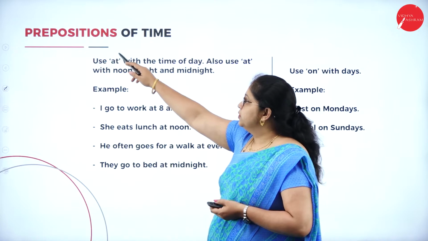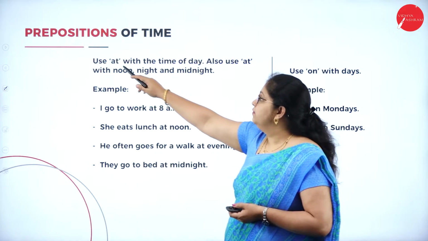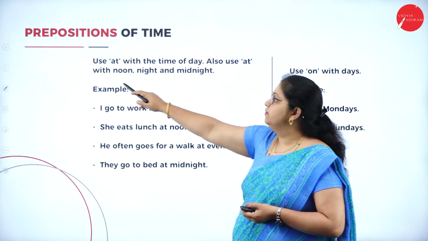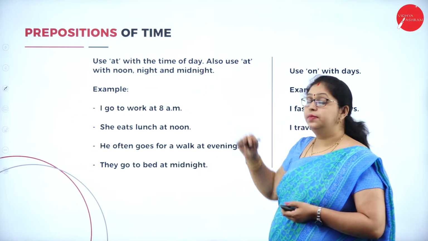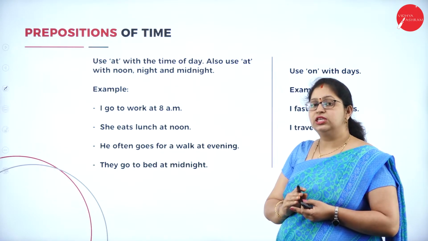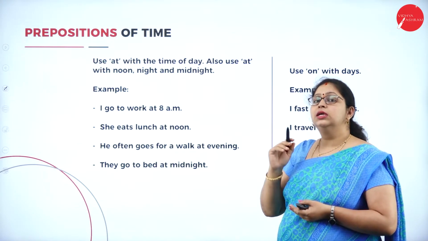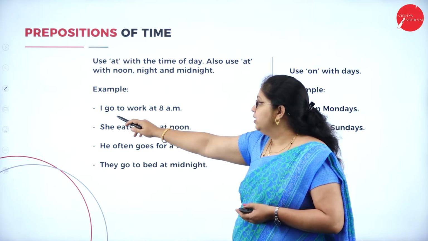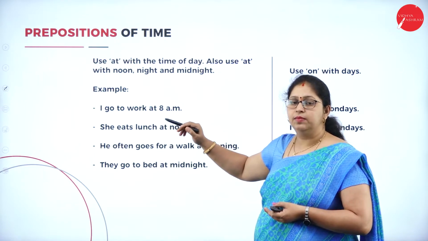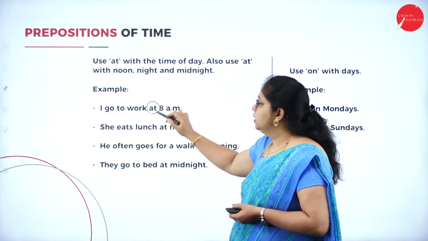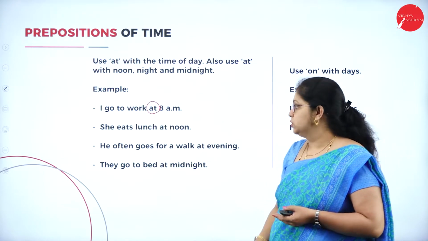Then, prepositions of time. We use at with the time of day. Also use at with noon, night and midnight. So, don't be confused here. If you are particular about which time you do something, at that time we use the preposition at. Here are the examples. I go to work at 8 a.m. So, 8 a.m., an exact time, is told here. So, we are using at as the preposition.